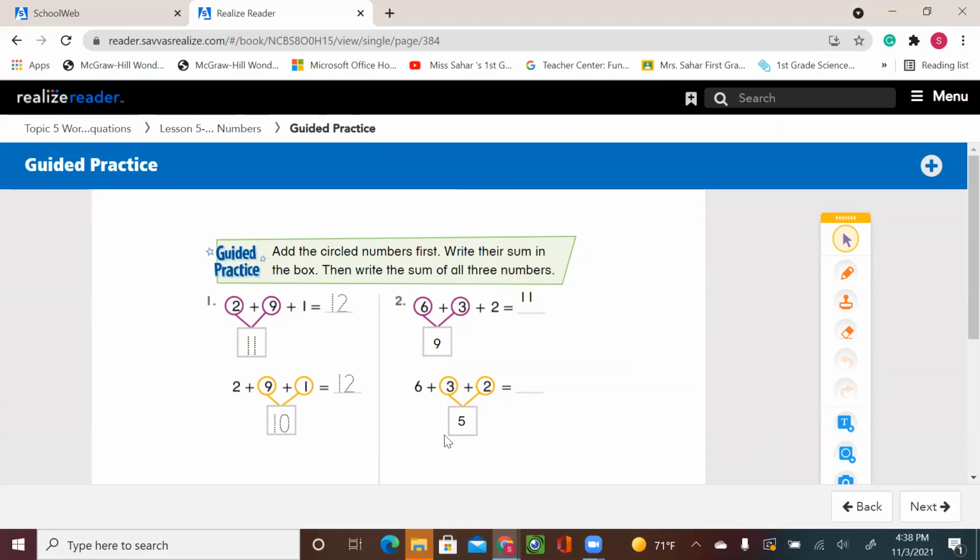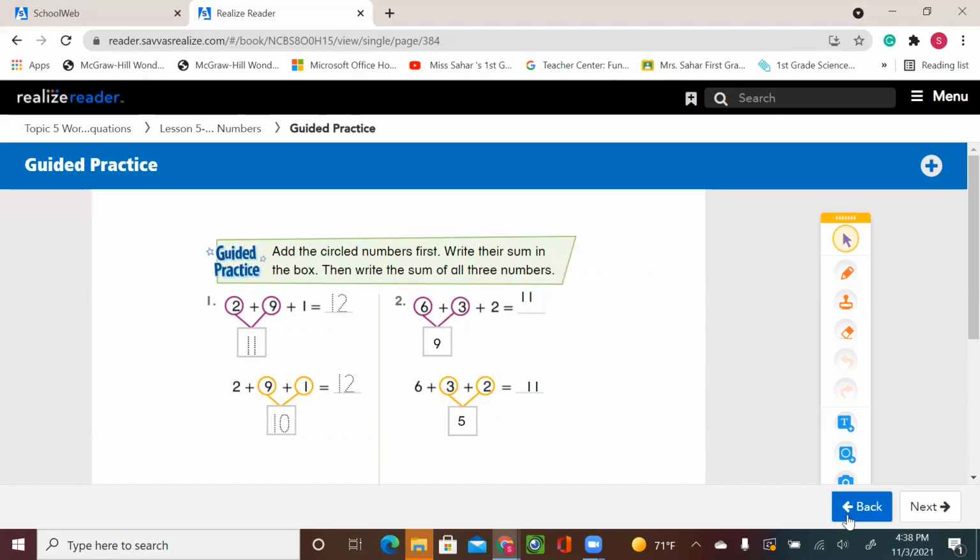I know my near doubles. So 6 plus 5, it's easy, 11. Very good. So as you see, regardless which two numbers I start with and I add them, at the end, I get the same sum or the total.